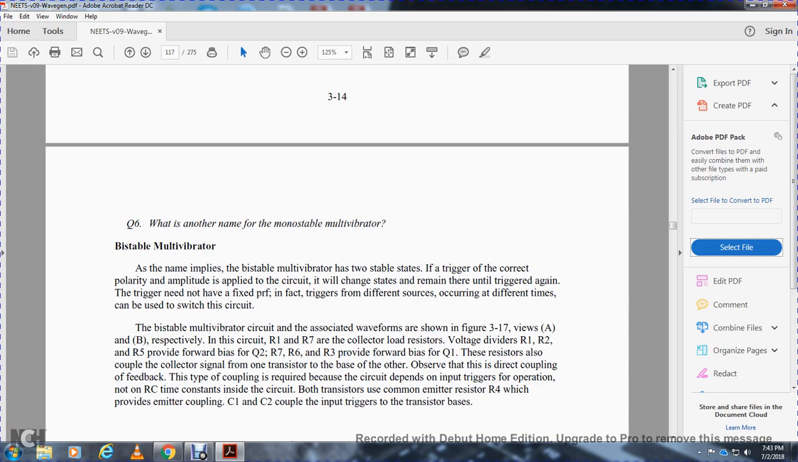Next, the bistable multivibrator. It is named for its two stable states. With a trigger of the correct polarity and amplitude applied, it changes state, and it remains in that state until another trigger is applied. Triggers need not have a fixed phase or repetition frequency; in fact, triggers can occur at different times and can be used to switch the circuit.